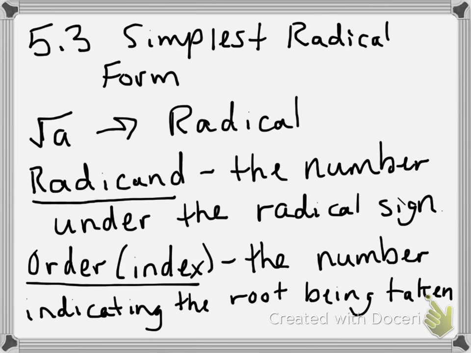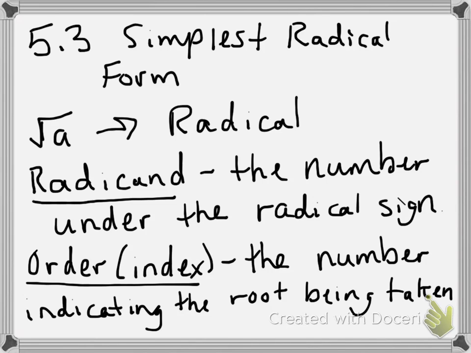This is over lesson 5.3, simplest radical form. Specifically, we're looking at square roots, or beyond that, nth roots. The number under the square root sign, or under the radical sign, is what we call a radicand, the number under the radical sign there.